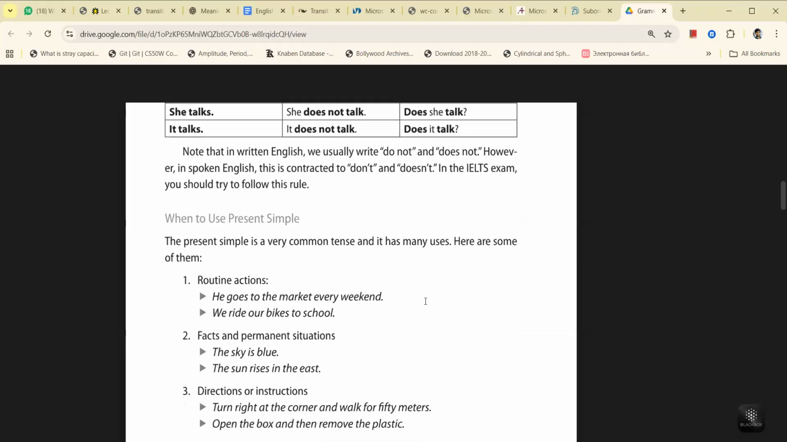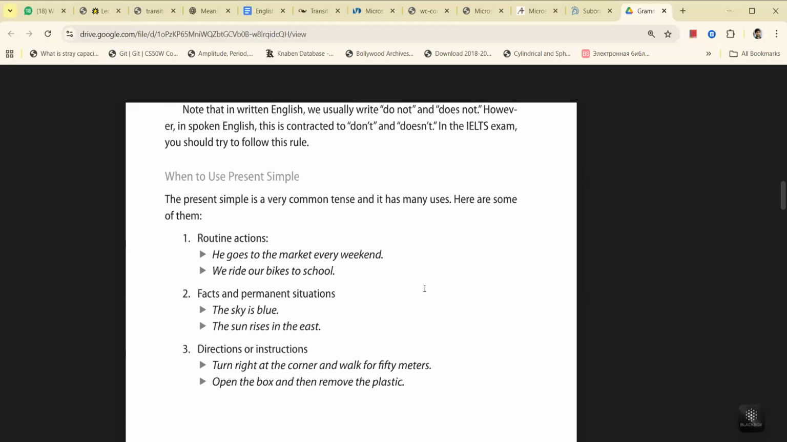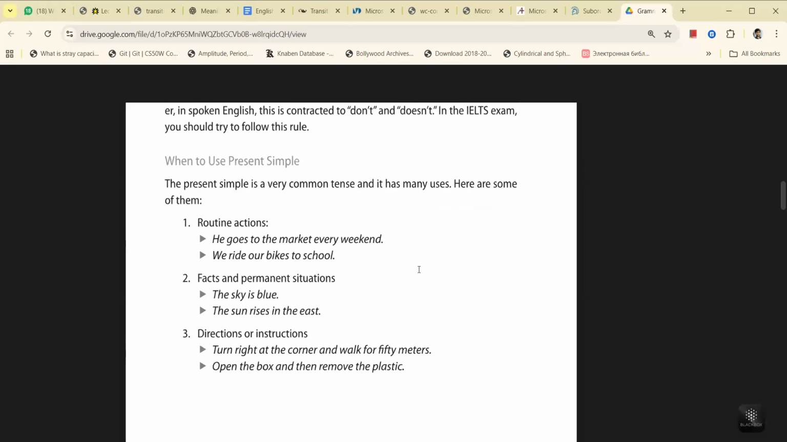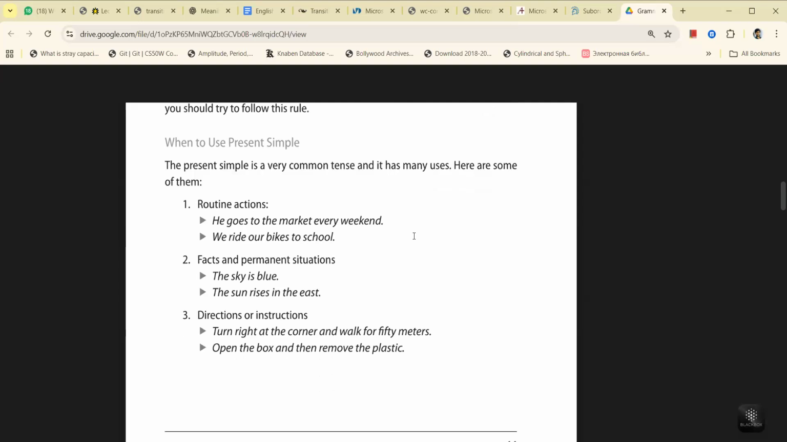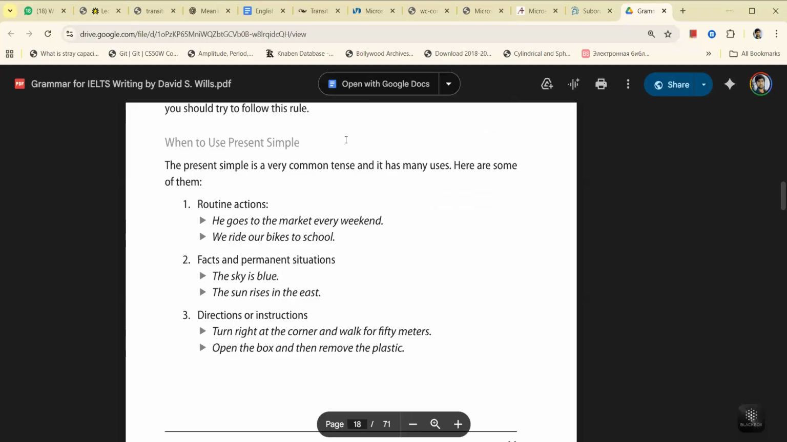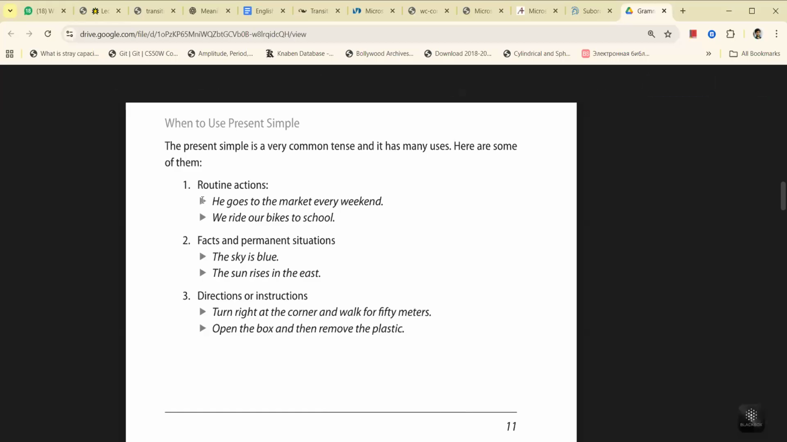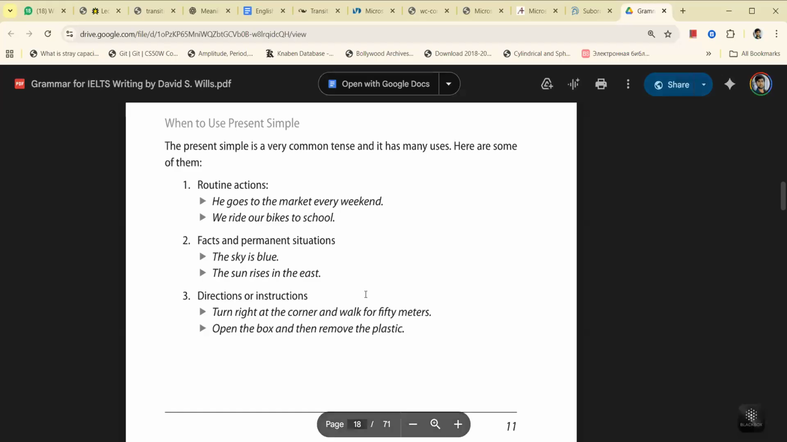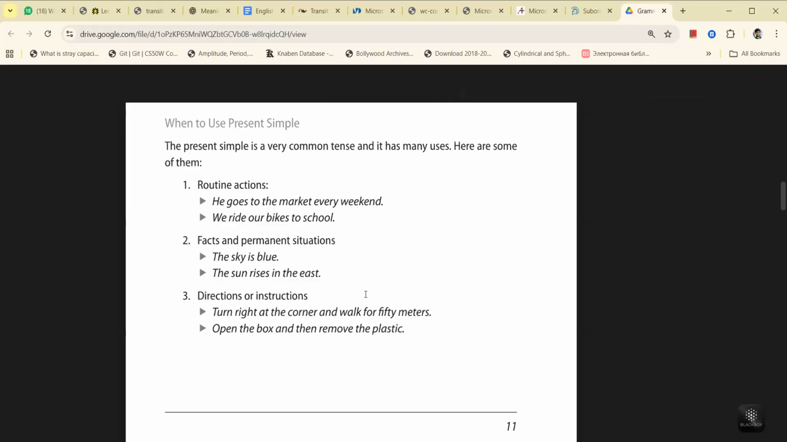When to use present simple. The present simple is a very common tense and it has many uses. Here are some of them. Routine actions. If you have to describe your routines or actions, you can use present simple. He goes to the market every weekend. We ride our bike to school. Okay. Now let's see another use: facts and permanent situations.